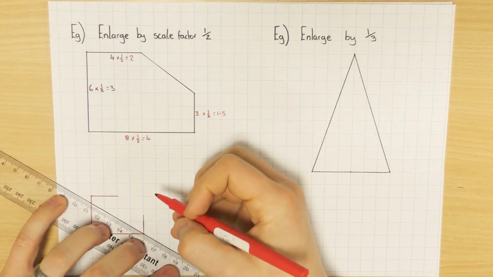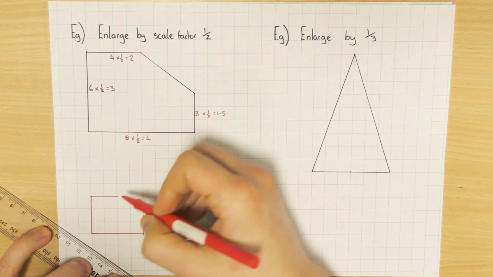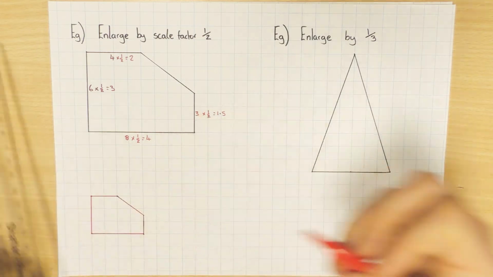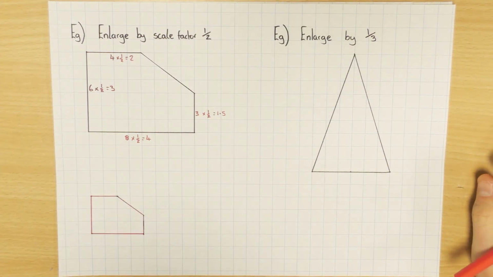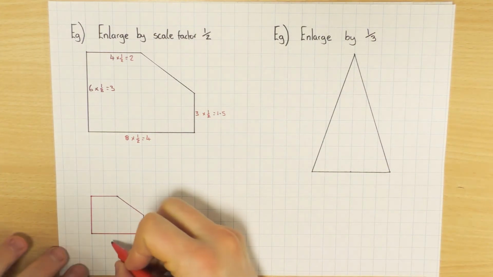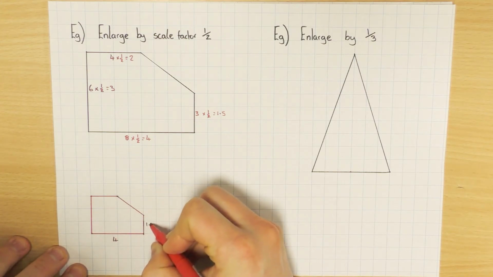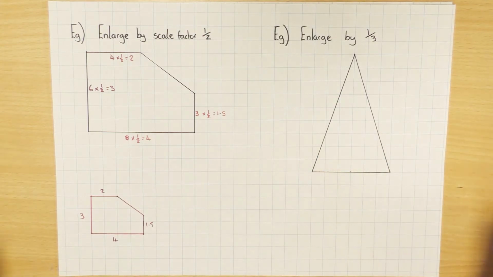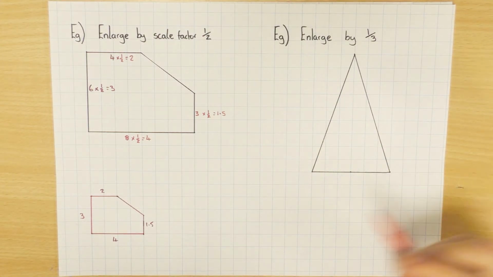So there's my 1.5. Once you've done all the vertical and horizontal bits, then you can do your diagonal just like we did with our triangle on the previous question. So there we have it, is our 4, our 1.5, our 2 and our 3. And again, because there's no center of enlargement, there's no point of enlargement, we can draw that wherever we like.